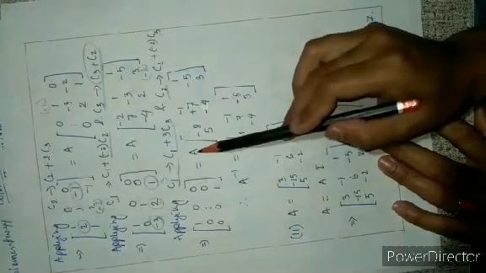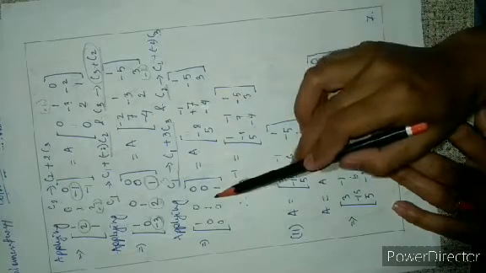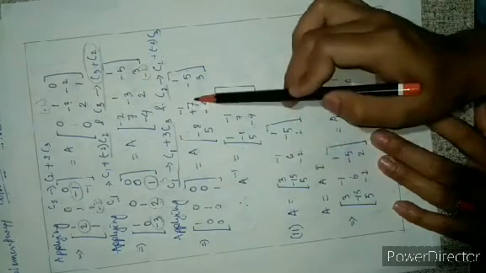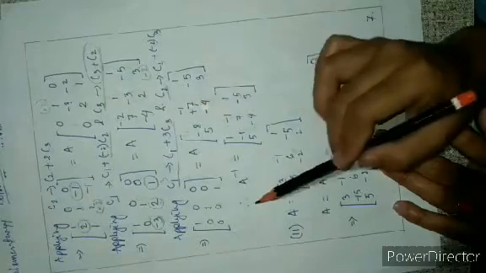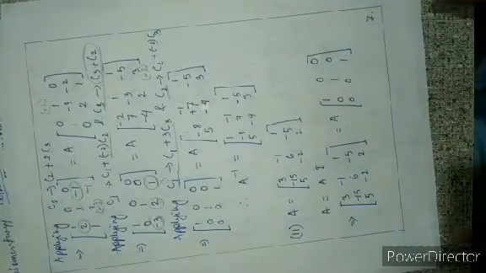Matrix A multiplied by this matrix gives the identity matrix, by the definition of inverse of any square matrix, and therefore A inverse will be this matrix.